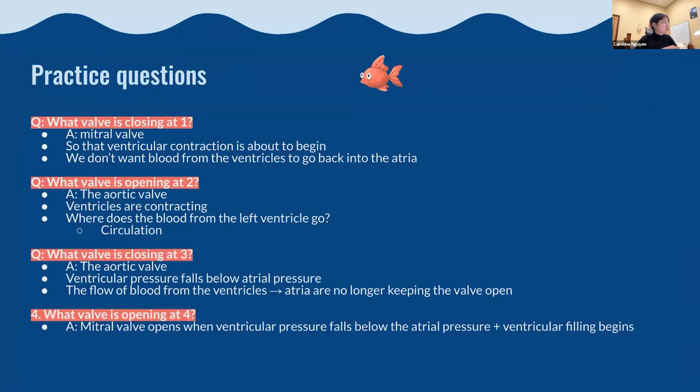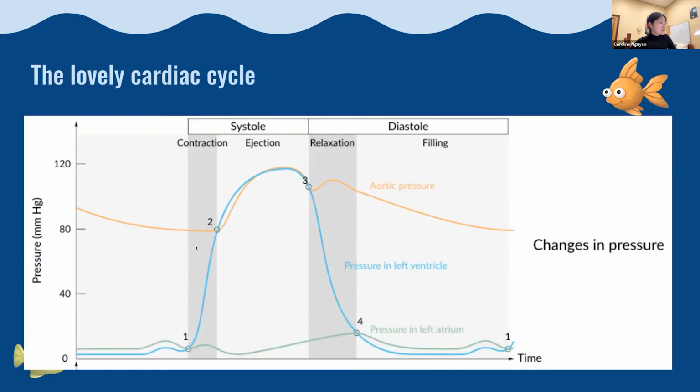For example, let's do one together. Question: what valve is closing at 3? So let's look at this. At 3, we've had ejection. Blood has left the ventricle to go into the aorta. We don't want retrograde flow. We don't want blood to go from the aorta down to the ventricle again, so we need to close that valve. So 3 would be closing of the aortic valve, or the other semilunar, the pulmonary valve, I think.